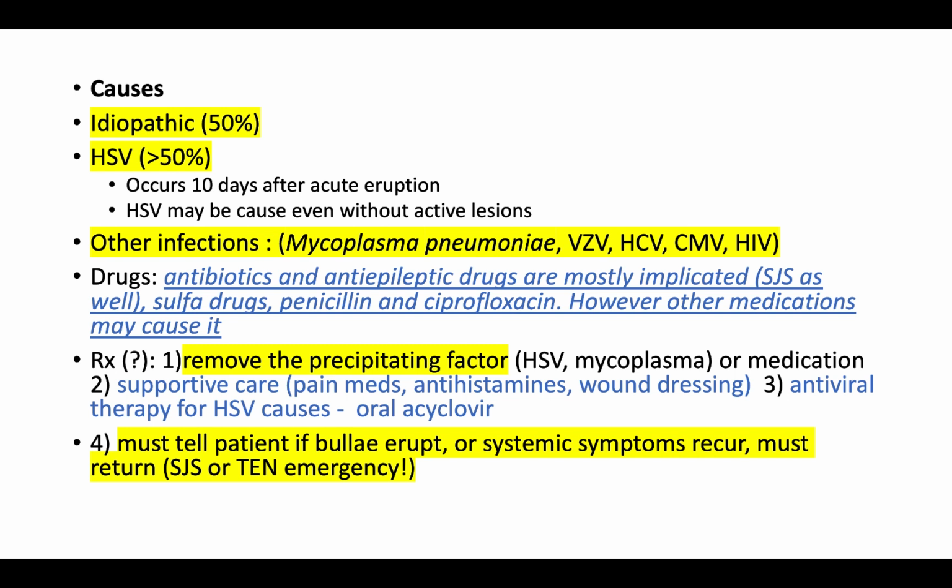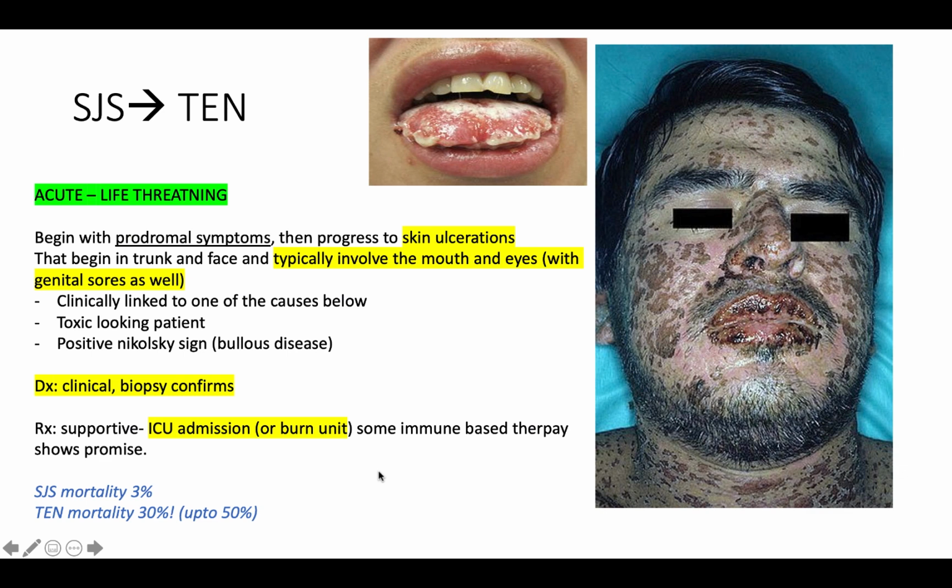You must tell the patient if bullae erupt, or systemic symptoms appear, or the mucosa becomes affected, بده المريض يرجع لك، لأنه هذا معناته أنت بتخاف إنه صار معه Stevens-Johnson syndrome or maybe TEN, which is an emergency. هلا Stevens-Johnson syndrome يصير هذا mucosal involvement, so it is acute, life threatening, and then it begins اللي هو يتحول من SJS to TEN.